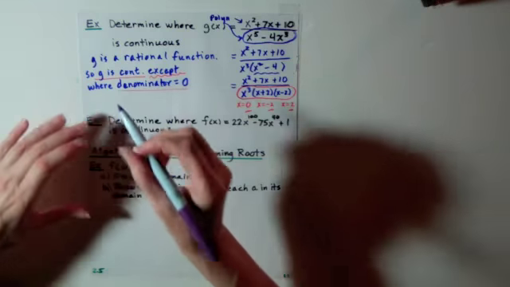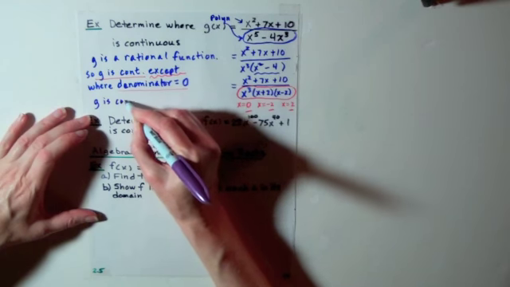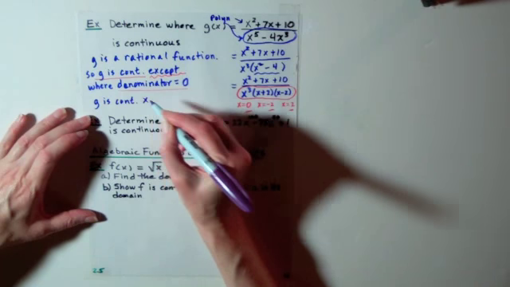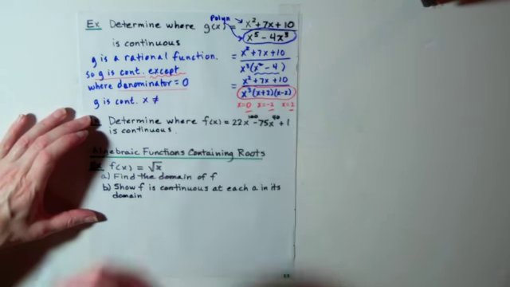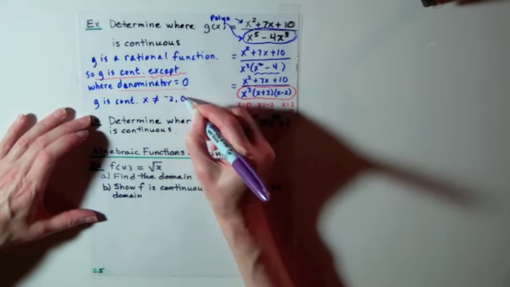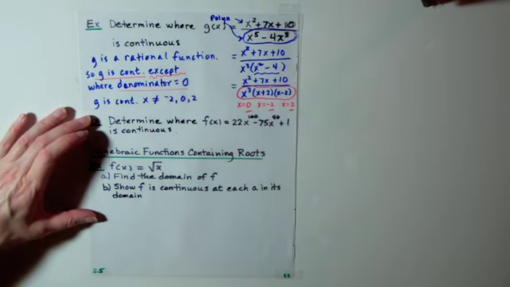So to answer this question, determine where g is continuous, there would be different ways of expressing our answer. One way would be to say that g is continuous for all real x except, in other words, x not equal to negative 2, 0, and 2. I just tried to put them in order. So g is continuous for all x not equal to negative 2, 0, or 2.